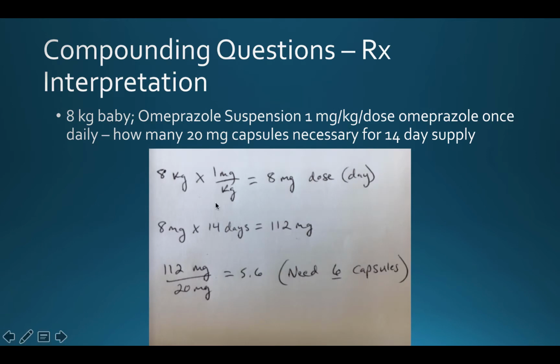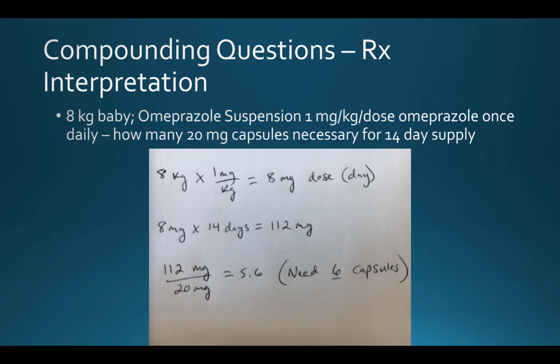Compounding questions will absolutely come up. So we've got an 8 kilogram baby. They were nice in this question, and they gave us the weight of the baby in kilograms, so we don't have to do any converting there. And we want an omeprazole suspension, 1 milligram per kilogram per dose, once daily. And we do have the day supply, so that's going to be important in how much of the drug we need.